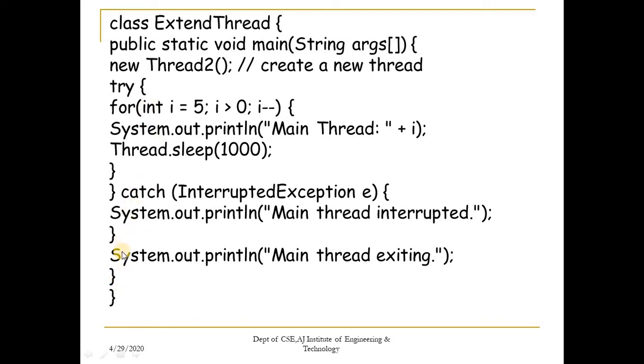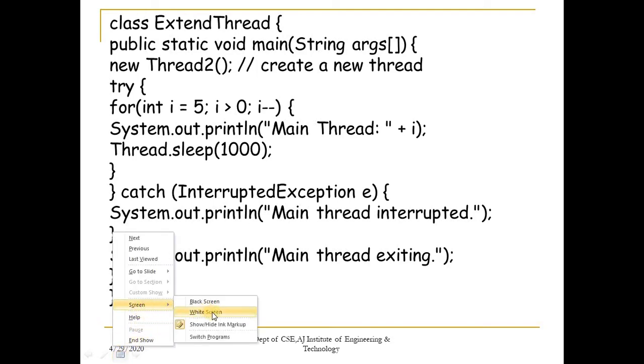close the main method and close the class. Here, in this class, ExtendThread, the child thread is not executing, only the main thread is executing. So this was about creating threads by extending the Thread class. Let us execute this program and see, so that you will understand it better.